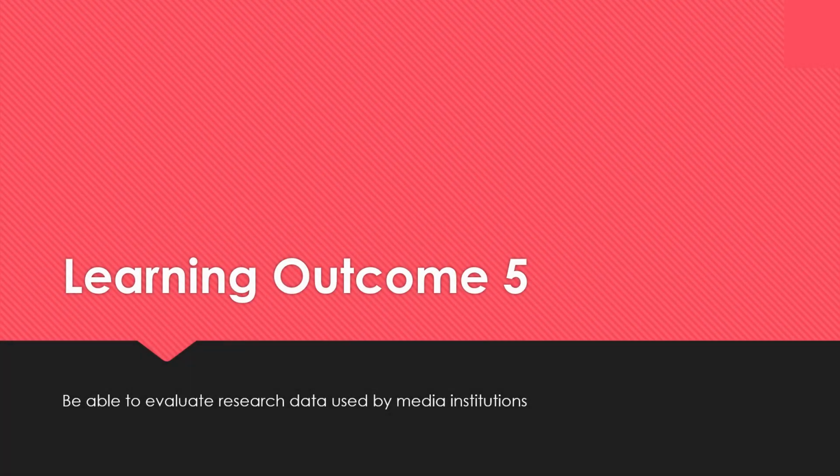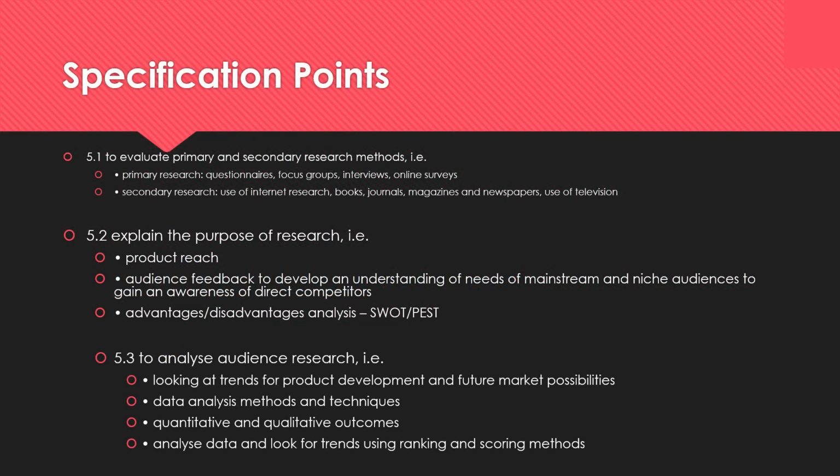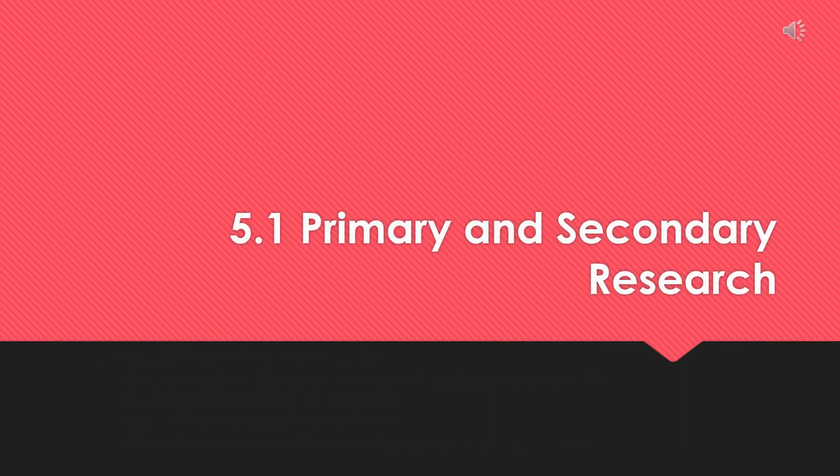This is the video for learning outcome 5, where we learn all about research data. There's quite a lot of different points on the specification for this learning outcome. So we're going to look at primary and secondary research, why we actually do research, and how to analyse it. So let's start with primary and secondary research.